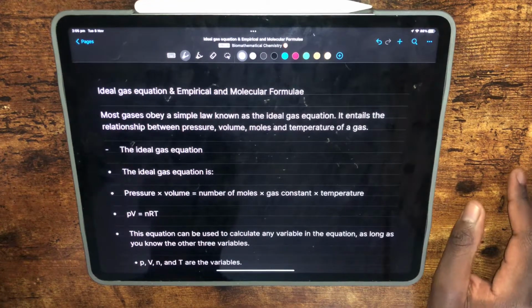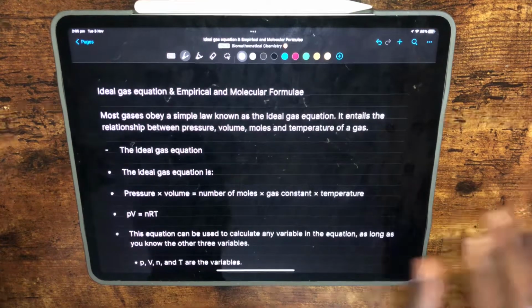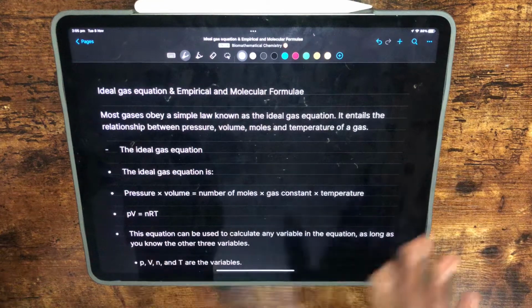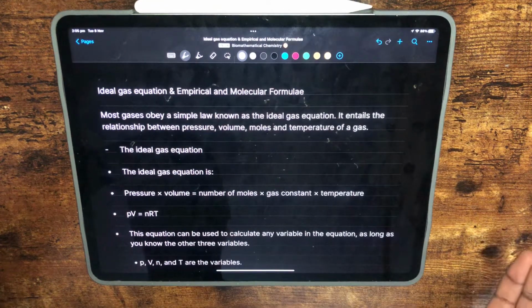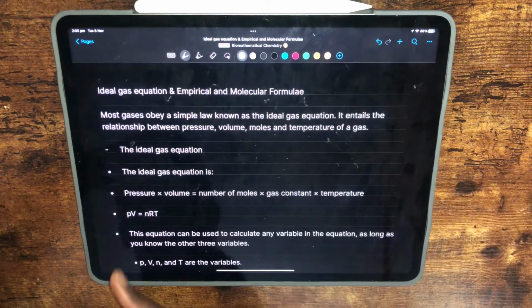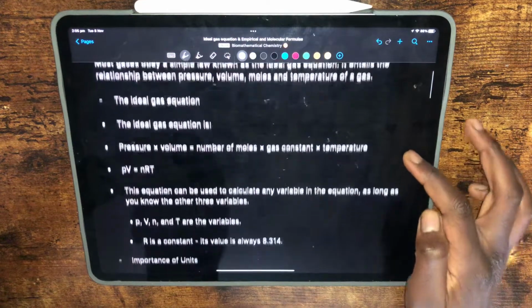I'm not sure if you have to remember that from GCSE. I don't think they do it in GCSE, but that is the equation: pressure times the volume equals the number of moles times the gas constant times the temperature. How I always remember it is PV equals nRT. That's really memorable. PV is equal to nRT.